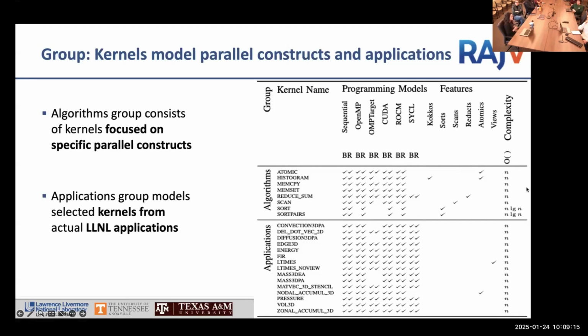And then the applications group, which is the second group on this list, are kernels from actual Lawrence Livermore applications. So this is really helpful for us as a lab to understand the types of workloads we're running on our machines. Let's see how these kernels perform, and then we can understand our applications better.